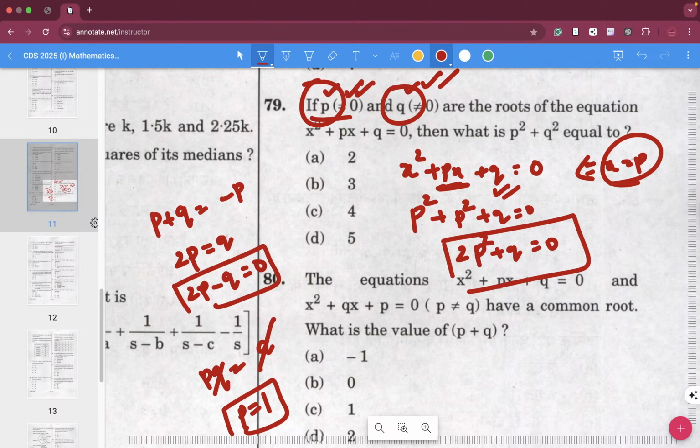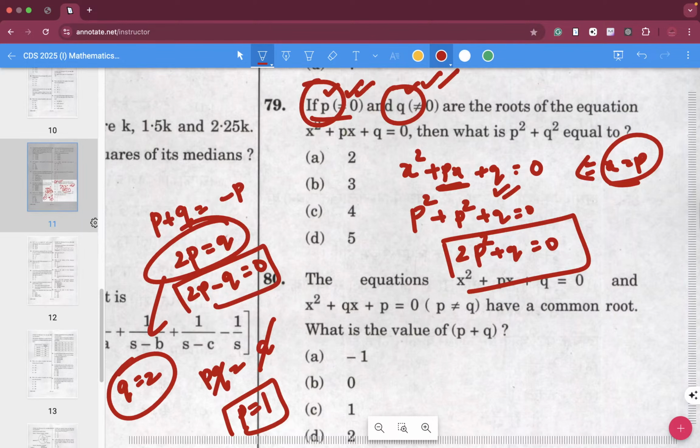So if P value is 1, then automatically from here Q value will be how much? 2, right? Isn't it? Okay. If P value is 1, 2P is equal to minus Q, right? So Q is equal to minus 2 is what will come over here. Q value will be equal to minus 2.